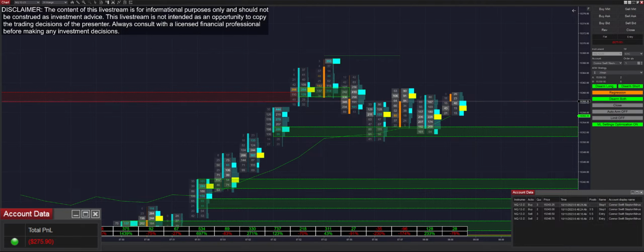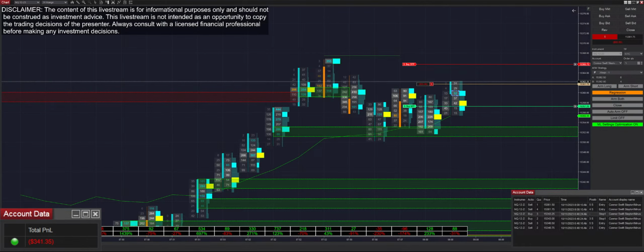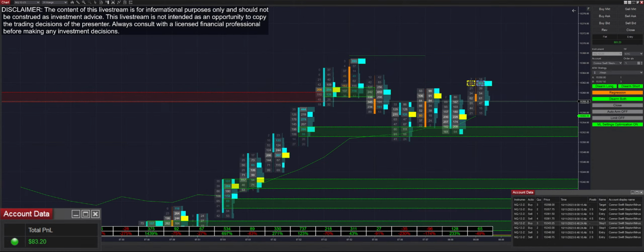Also, I have my executions window now open for you guys. I hope that's visible on your end. You can see also that we have it with the dynamic name right there. Looks like we got our first trade win of the day, putting us up to $83.20. Had a little bit of lag there on our entry, but it seems we're okay now.